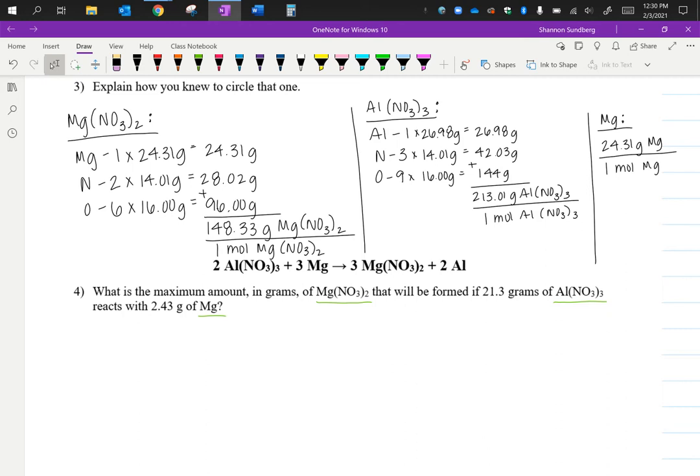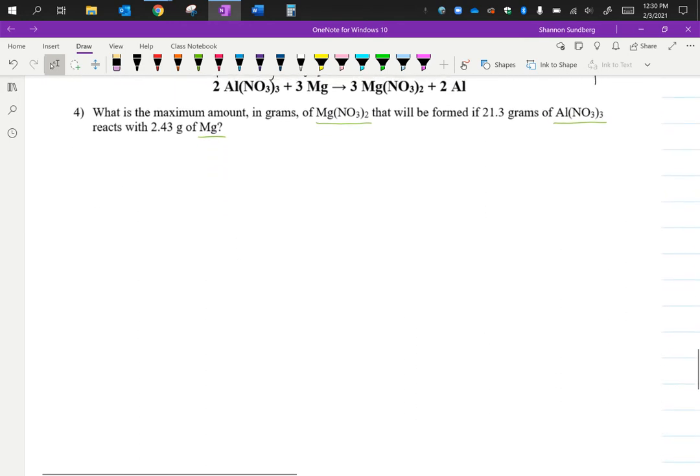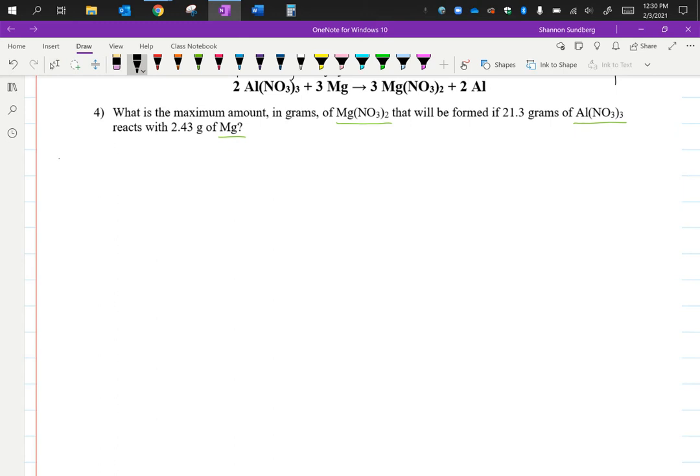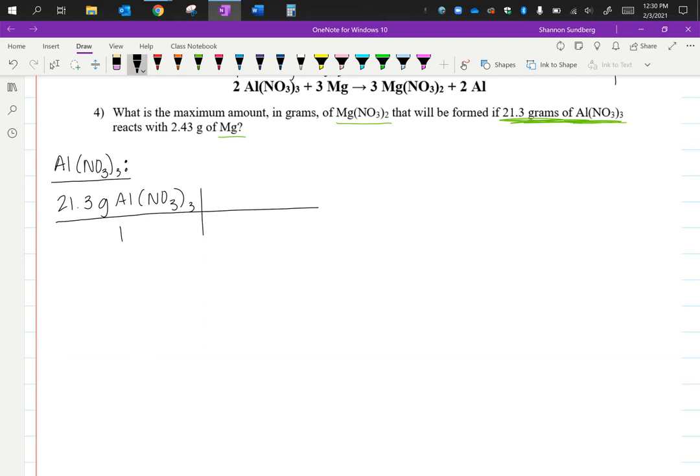And I like to label my T-charts just so I don't get goofed up. First T-chart I'm going to be working with here, I'll just write it up here, Al(NO3)3. Okay. Well, they told me that I started with 21.3 grams of this substance. So that's my given value. And as always in a T-chart, your given goes over 1 or nothing, but don't put anything else in that box. So 21.3 grams Al(NO3)3. So that's my given value, and it goes over 1 or nothing.